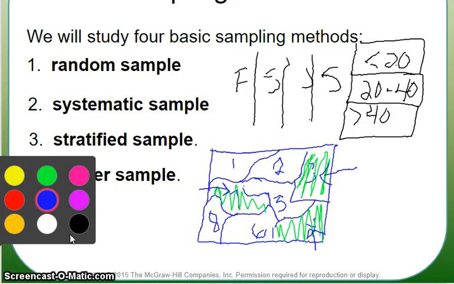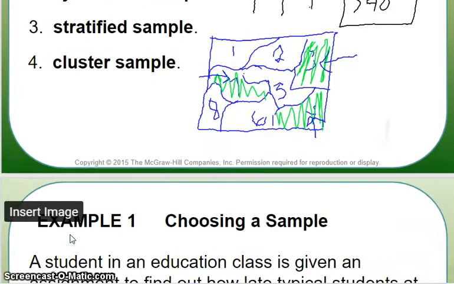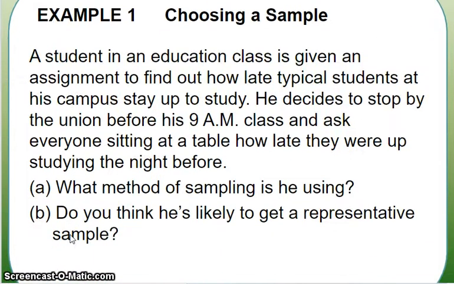So when you do cluster sampling, you randomly sample first to get your cluster, and then you sample everything in the cluster. So here's an example. In my example, I've got a student that's in an education class, and they're supposed to go and find out how late typical students at their campus stay up to study. So he decides to stop by the Commons area before his 9 a.m. class and ask everyone that he finds sitting at one table how late they were up studying the night before.